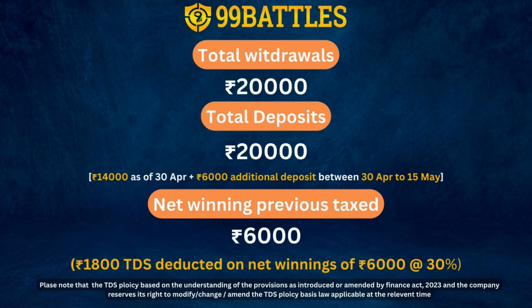Rupees 14,000 as of 30th April plus Rupees 6,000 additional deposits between 30th April to 15th May. Net winnings previously taxed is Rupees 6,000. Rupees 1,800 TDS deducted on net winning of Rupees 6,000 at 30%.